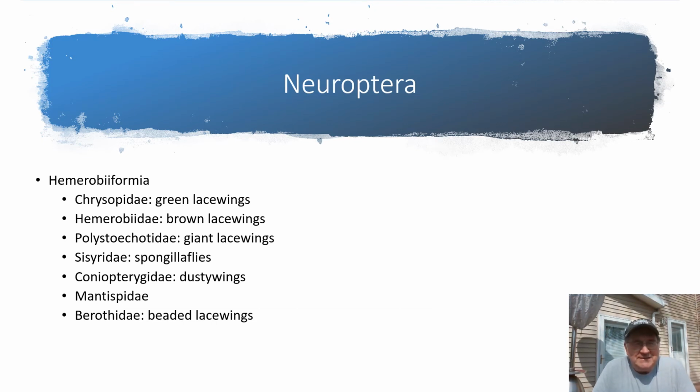There are several families here. I'm not going to cover all the families that you might run into here in North America, let alone worldwide, but I will cover a few of these that have some interesting tidbits about them. The green lacewings, or the chrysopids, with which I'm sure you're familiar. The brown lacewings, or Hemerobiidae, which is probably the most common ones that you will come across. Giant lacewings, spongilliflies, the Sisyrids, dusty wings, or the Coniopterygidae, mantispids, and then we'll end up with the beaded lacewings, or the Berothidae.